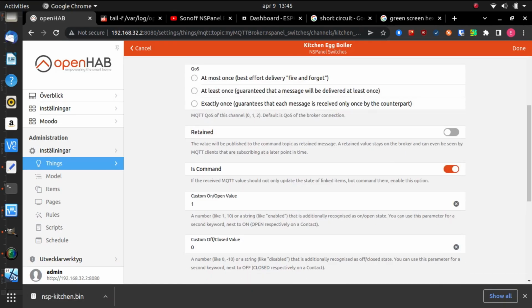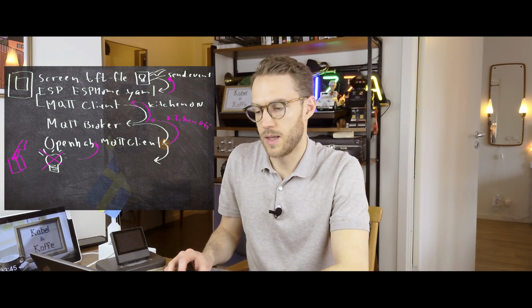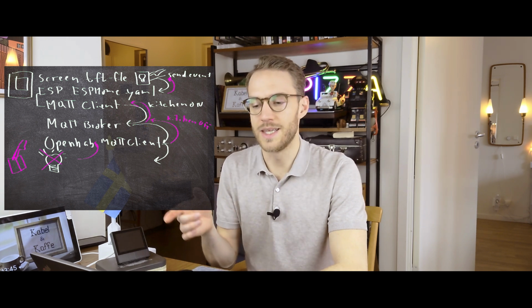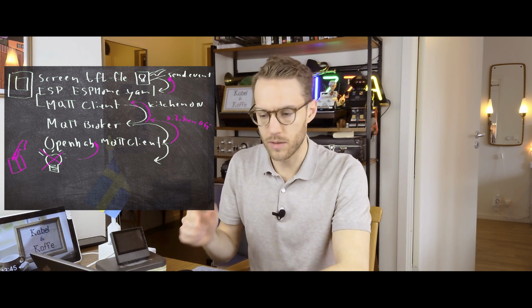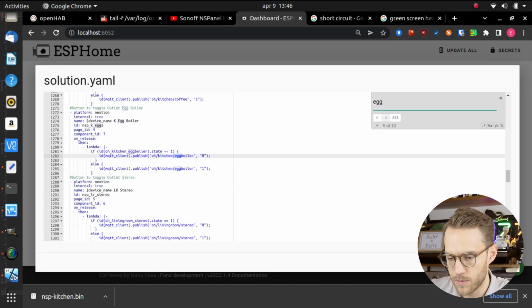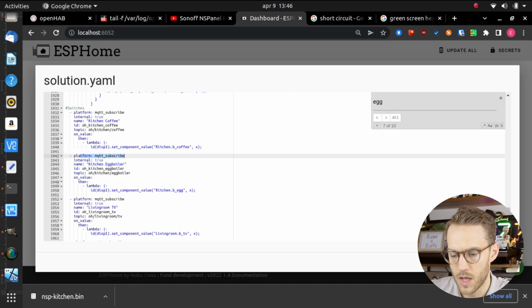Where were we? OpenHAB receives a state change, and because we set this option, OpenHAB will send a message updating the state to the MQTT broker. For this to be received in ESPHome, we need to have an MQTT subscription set up there as well. So we'll look at that. Let's try and find the MQTT subscriptions. This is the button component, and here's the MQTT subscribe component.